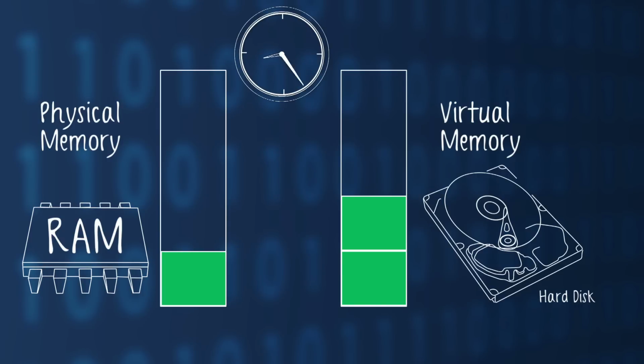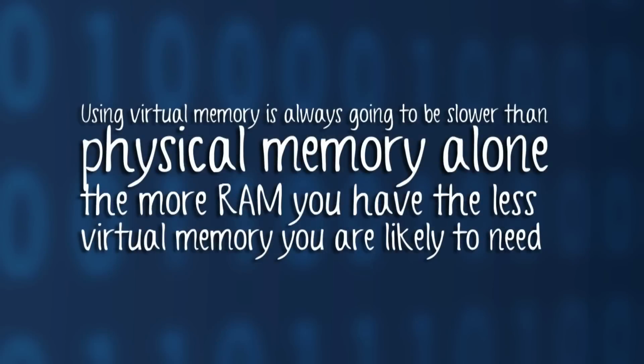Moving pages between virtual and physical memory takes time, so the less frequently we can do this, the better. Sometimes a computer might spend too much time swapping pages back and forth between physical and virtual memory, slowing down the computer. We call this disk thrashing. Using virtual memory is always going to be slower than physical memory alone. The more RAM you have, the less virtual memory you are likely to need. This is why one of the easiest ways to speed up a computer can sometimes just be adding more RAM.